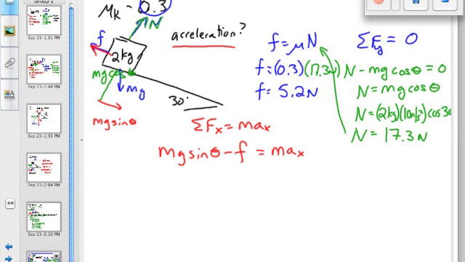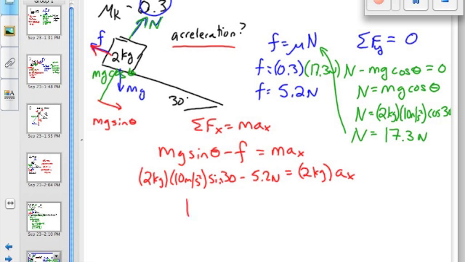And I start plugging in my values. 2 kilograms times gravity, which is 10, times the sine of my angle, 30, minus friction, 5.2, equals the mass, kilograms, times the acceleration in the x. 2 and 10 is 20, sine of 30, that's 10, minus 5.2, equals 2 kilograms times acceleration. That's 4.8 divided by 2 is 2.4.